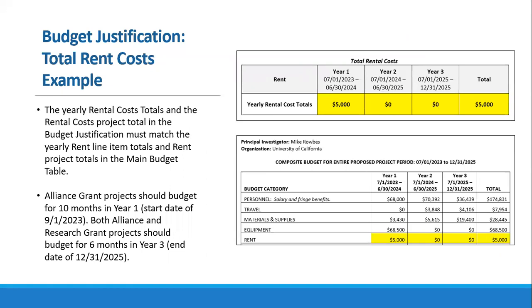Here again, we sum the costs in the total rental costs table and mirror the costs in the main budget table to ensure that all the math is correct. Pointing out again here with rent, similar to personnel, those are particularly prone to errors where folks might not be using the correct length of the project years, both in year 1 for Alliance, being 10 months, and in year 3 for both research and Alliance grants projects being only 6 months. So make sure that you budget your rental costs accordingly.